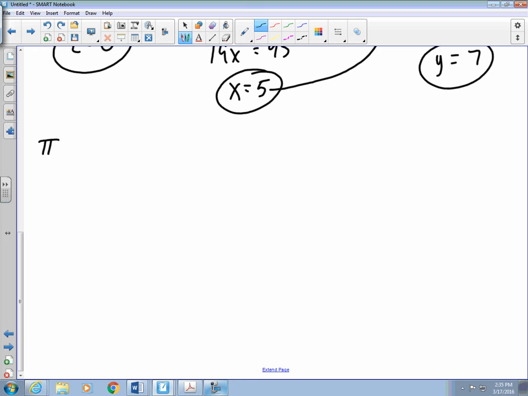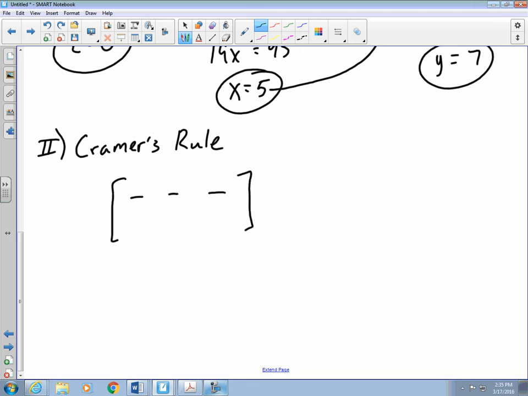Cramer's rule uses matrices to solve a system. First of all, just a little review about what a matrix is. It is a group of elements. These are usually numbers, or are always numbers. Sometimes they can be variables too, but we call these elements.